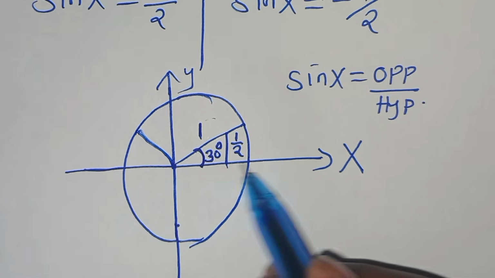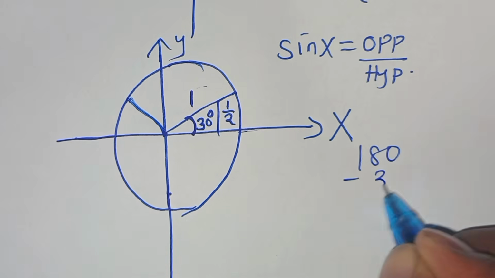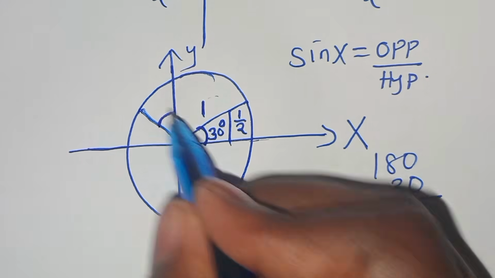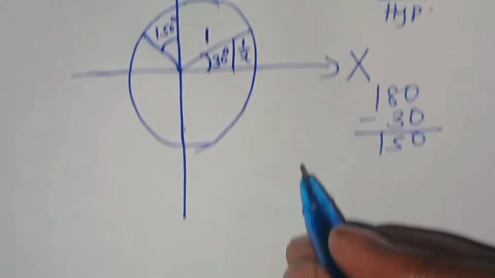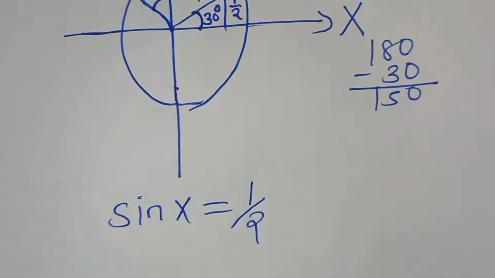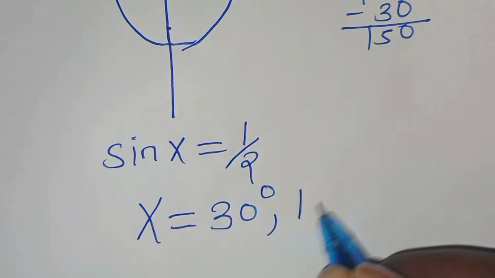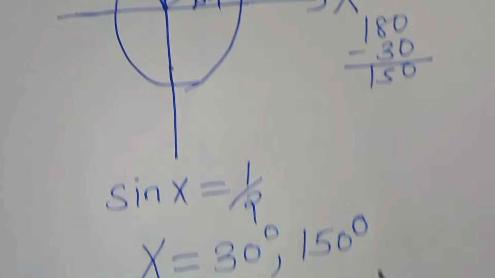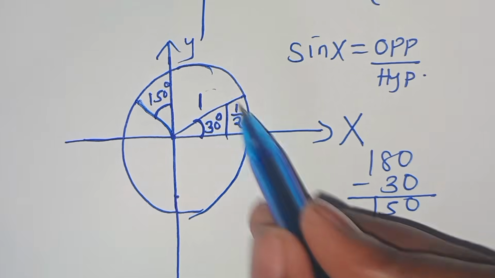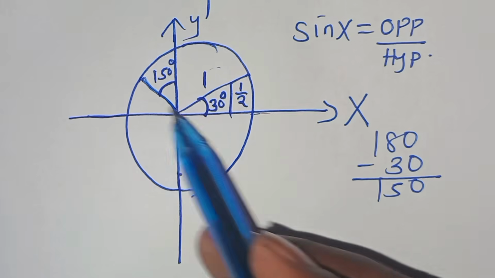And remember, angles in a straight line add up to 180 degrees. So we have 180 minus 30. This means we have an angle of 150 degrees. So for sine x equal to a half, we have the values of x as 30 degrees and 150 degrees. Remember, all the angles above the x-axis are positive, so that is why we have sine x equal to half: 30 degrees and 150 degrees.